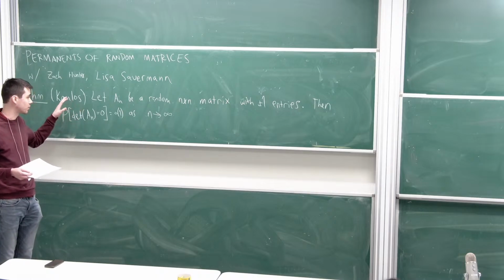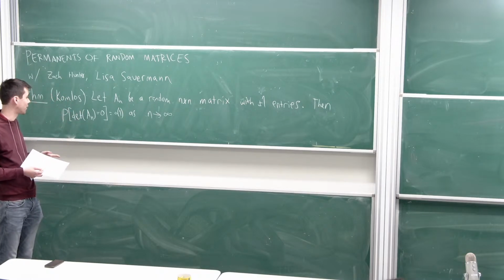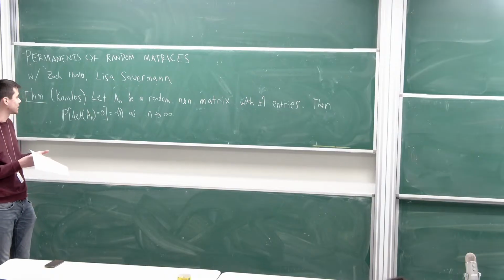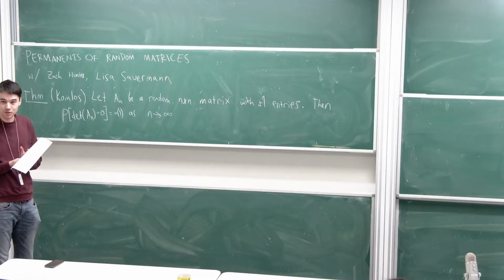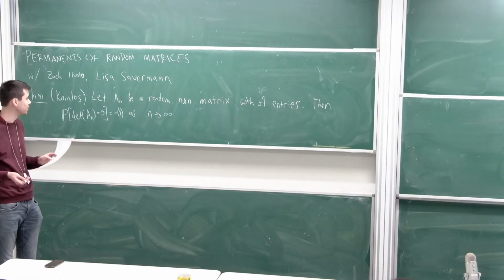But anyway, the starting point for the singularity problem is a theorem of Komlós. This was from 1967. And basically what he proved is that random discrete matrices are usually not singular. They're usually invertible.